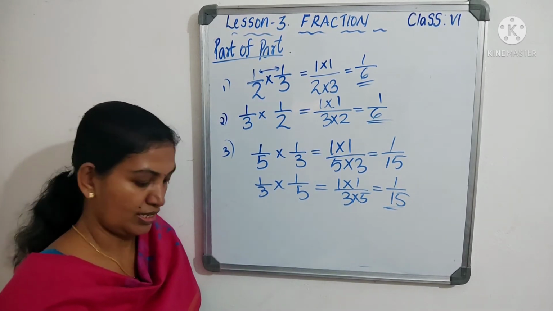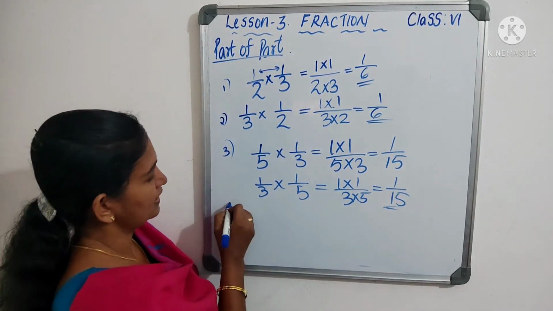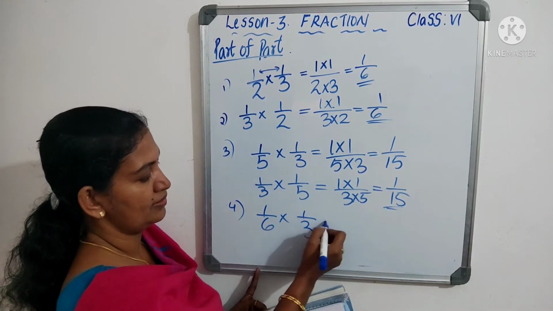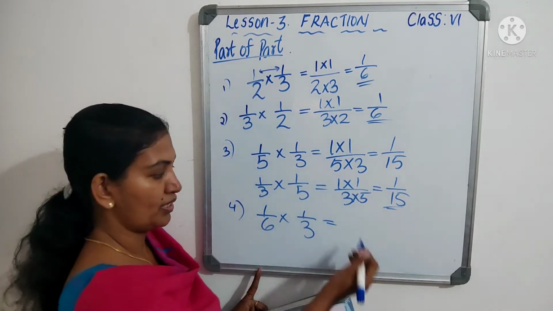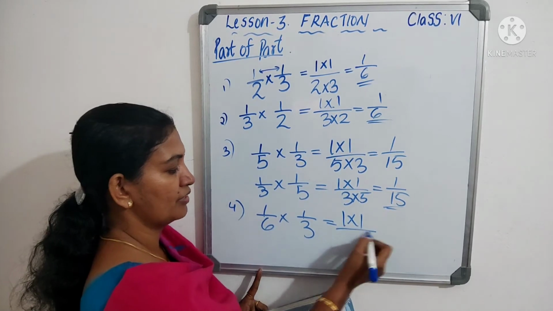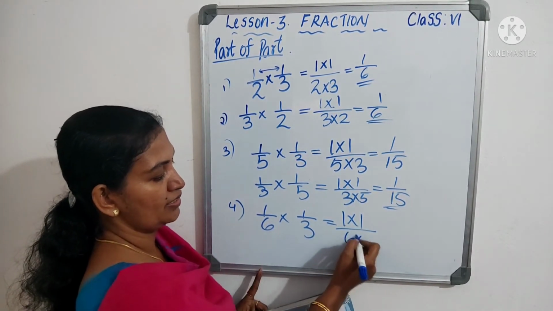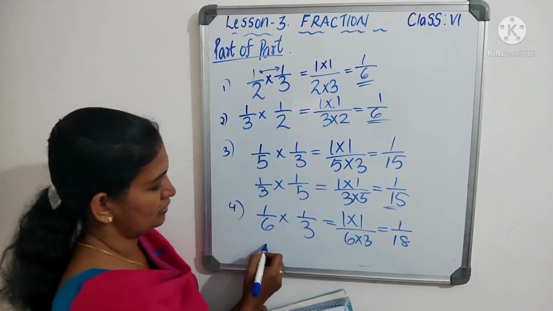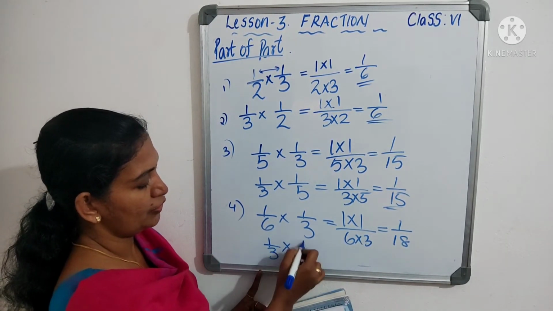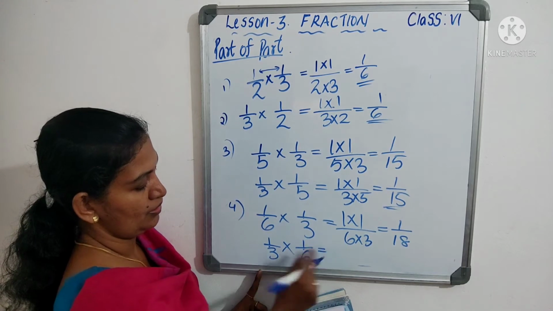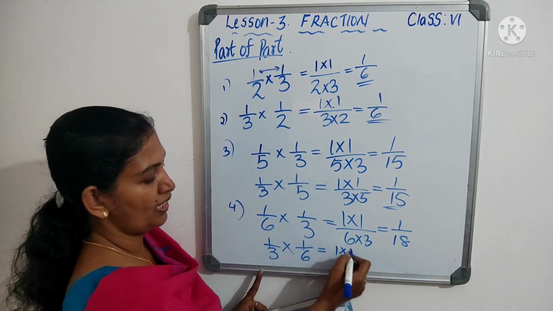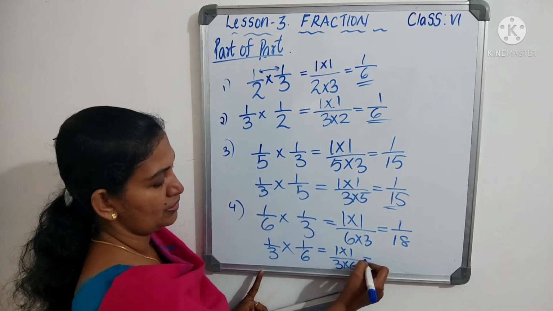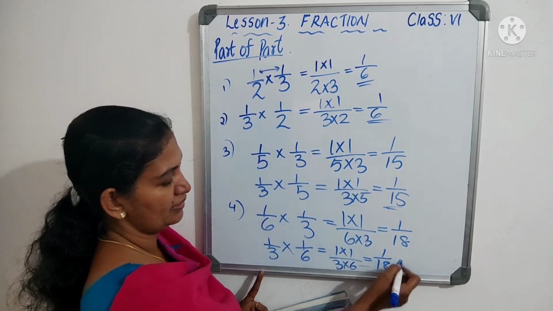Another example, 1 by 6 into 1 by 3. Multiplying the numerators, 1 into 1, divided by 6 into 3, is equal to 1 by 18. Suppose 1 by 3 into 1 by 6. Numerators 1 into 1 and denominators 3 into 6 is equal to 1 by 18.